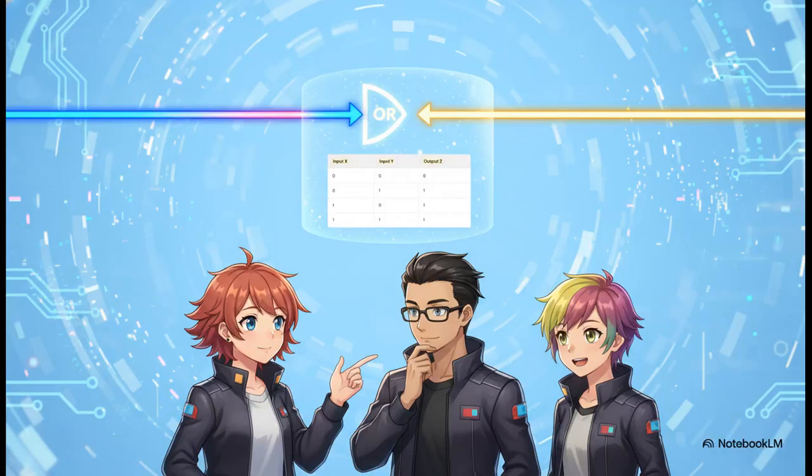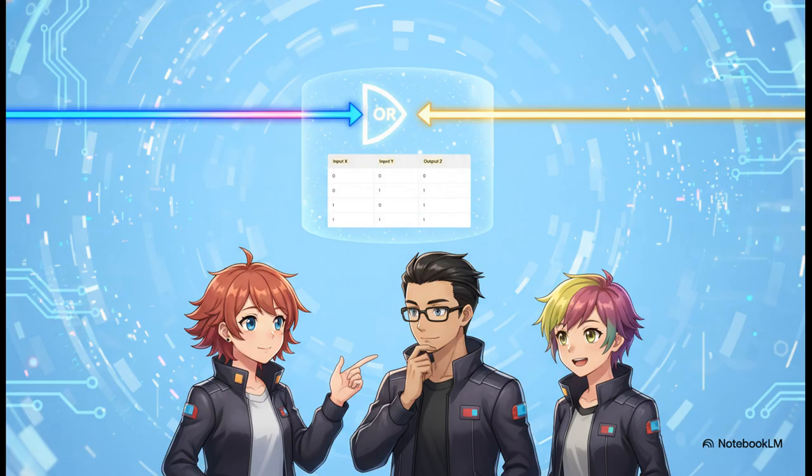And then we've got the OR gate. This one is way more laid back. It'll give you a 1 if at least one of its inputs is a 1. So, I'll have coffee or a donut. Either one is fine. As long as one of them is true, the output is true.